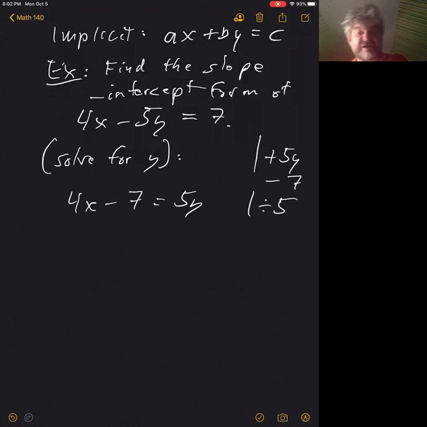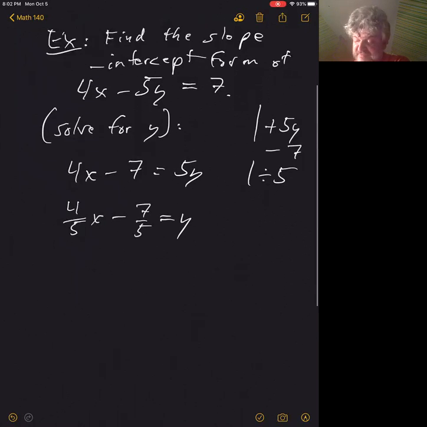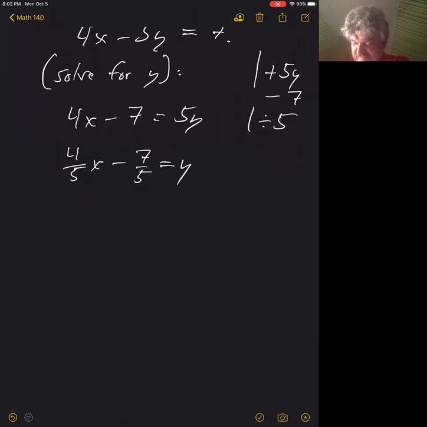I mean do it to both sides. So what do we get? We get 4 over 5x minus 7 over 5 is y, and I've solved the equation for y, and that is a slope-intercept form. Okay, it's right and left side flipped, but I'm not nitpicky. That is a slope-intercept form. Okay, so that's not hard.